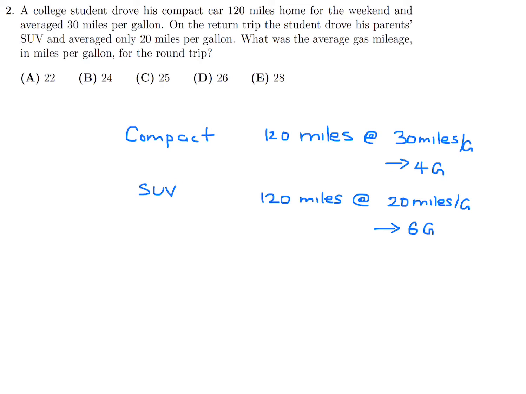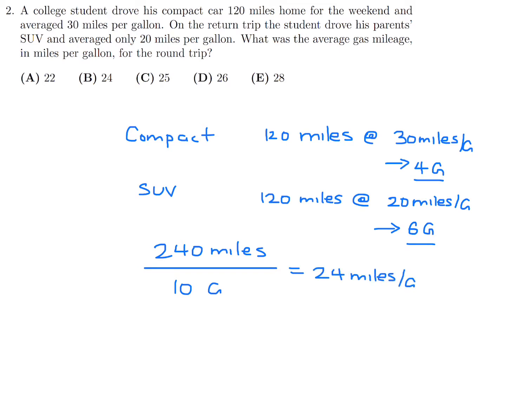So in total, for the round trip, is 240 miles for the distance. And the number of gallons is 4 plus 6, which is 10 gallons. And that becomes 24 miles per gallon. And that would be choice B.